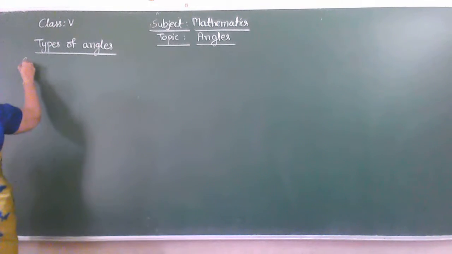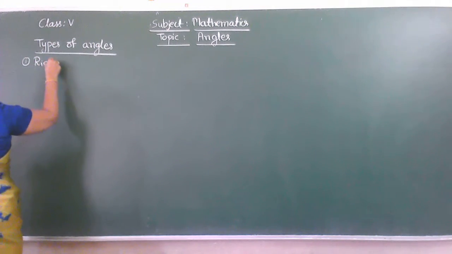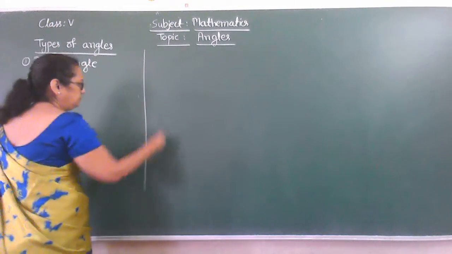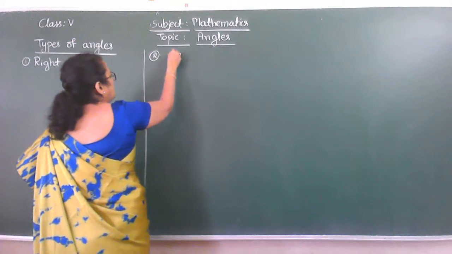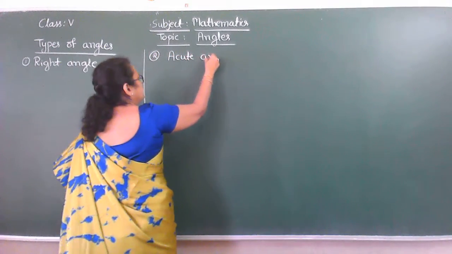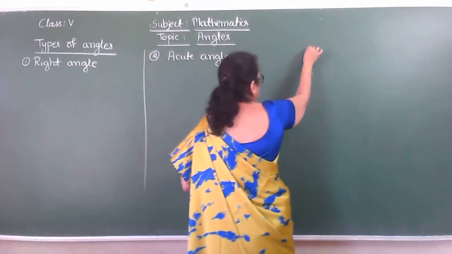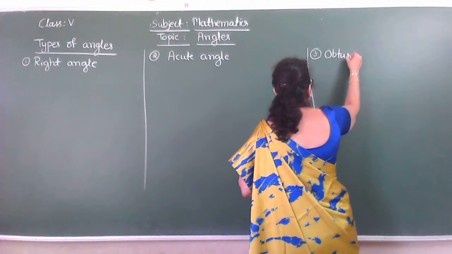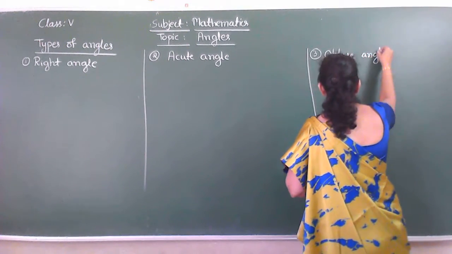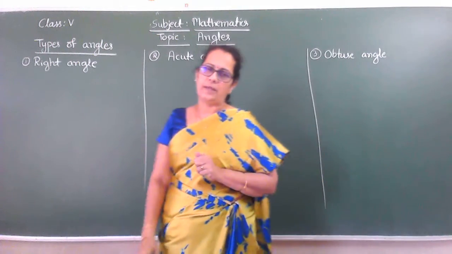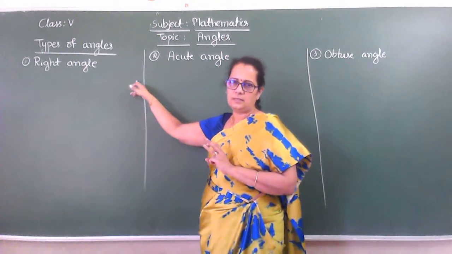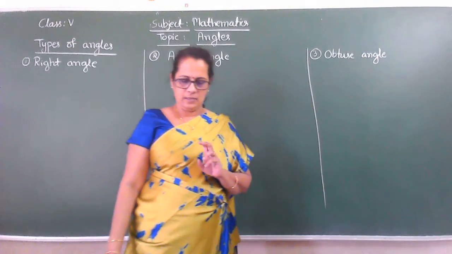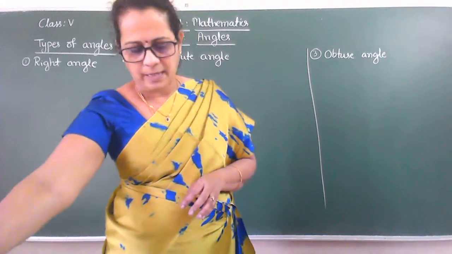One is right angle, then second one acute angle. Next, third type is obtuse angle. It is obtuse angle. So, name the three types of angles. One is right angle, second one is acute angle, and third one is obtuse angle. Today, I will start with the right angle.